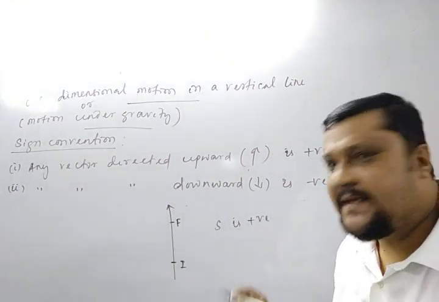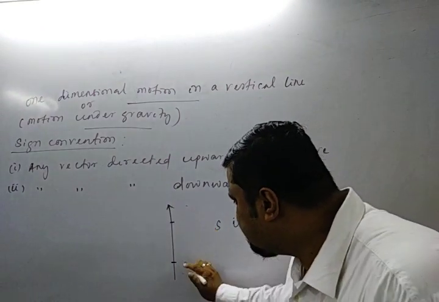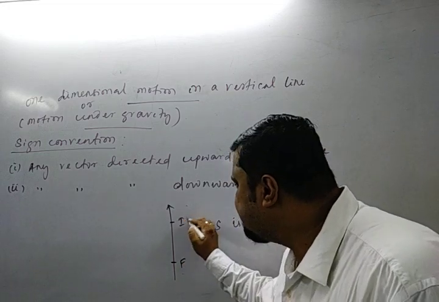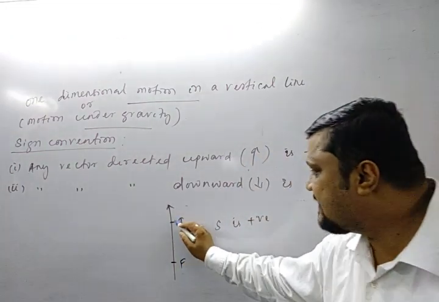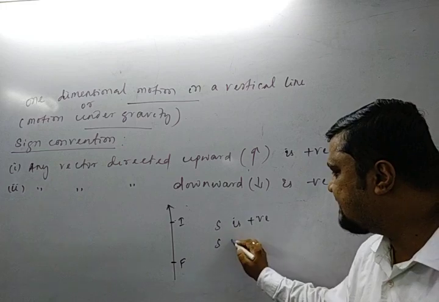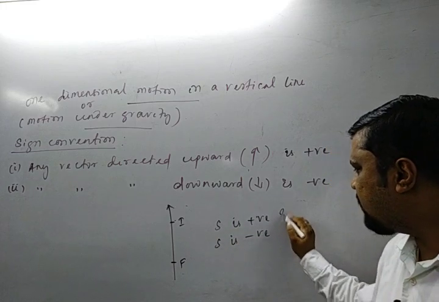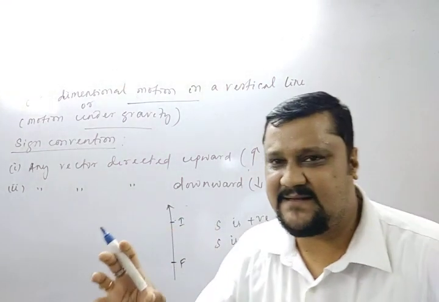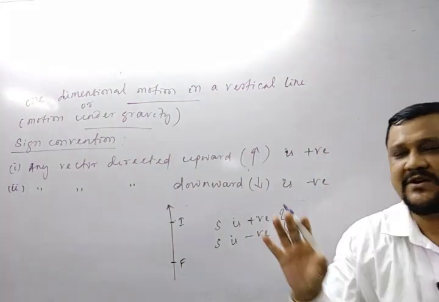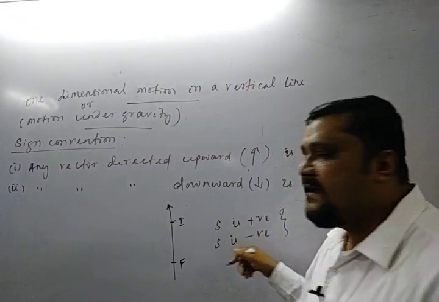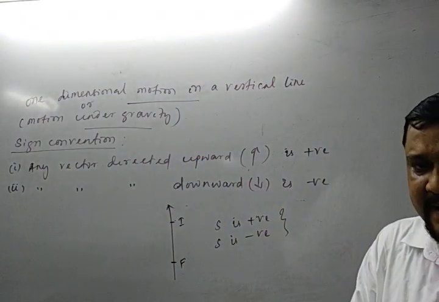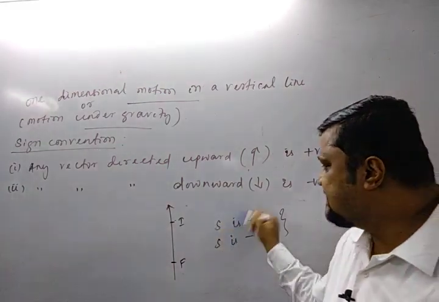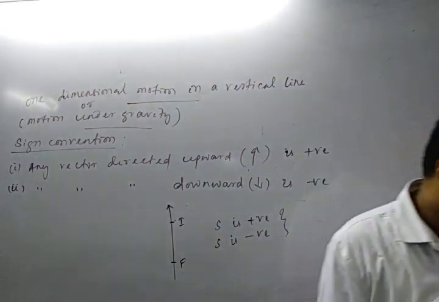Then what will be negative? If the final position lies below the initial position. So this is the initial position, this is the final position. So S is negative. Note down this one. Try to understand this. That is the concept we should understand while we write the equations of kinematics, where we use these sign conventions. Okay? Next.